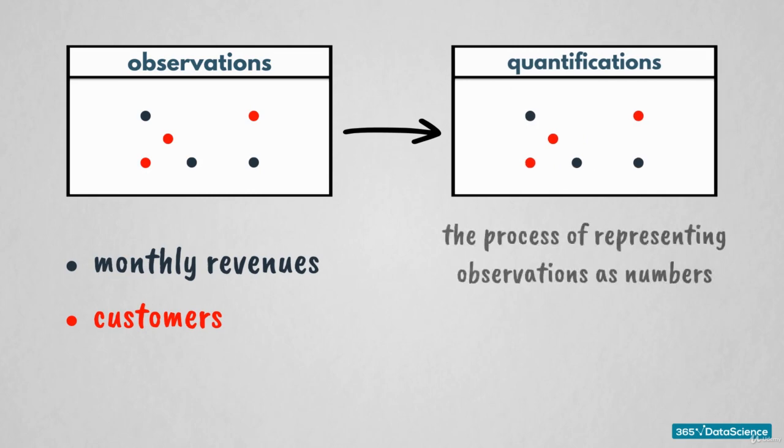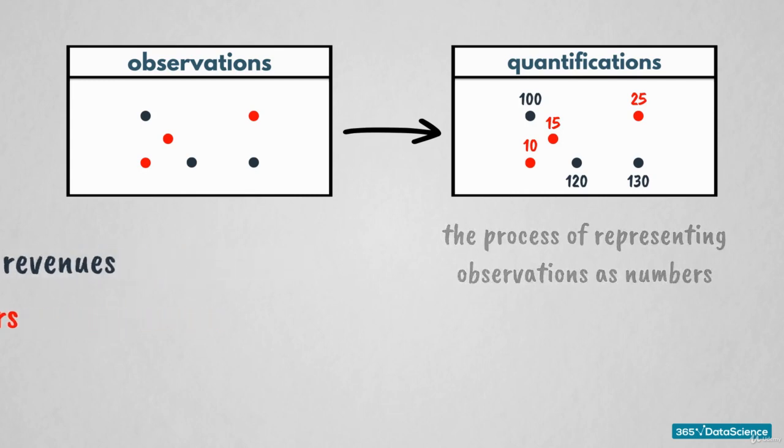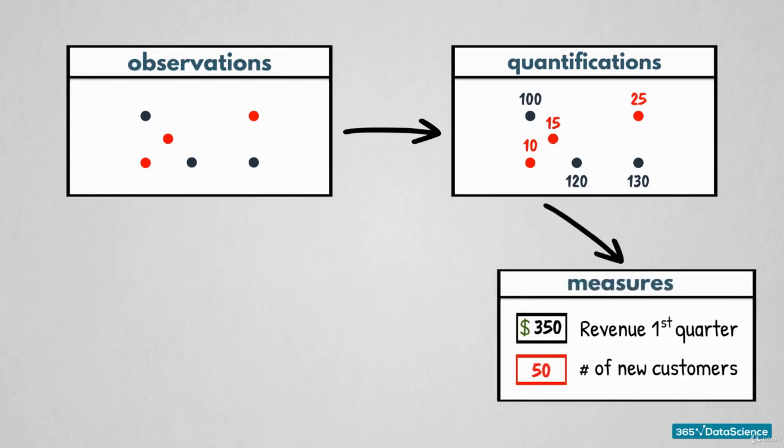Quantification is the process of representing observations as numbers. For instance, you can say your revenues from new customers for January, February, and March were $100, $120, and $130 respectively, while the corresponding number of new customers for the same 3 months were 10, 15, and 25. Fantastic! Next, let's discuss measure.